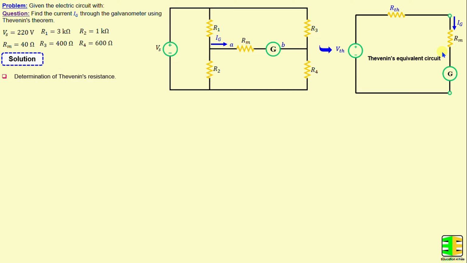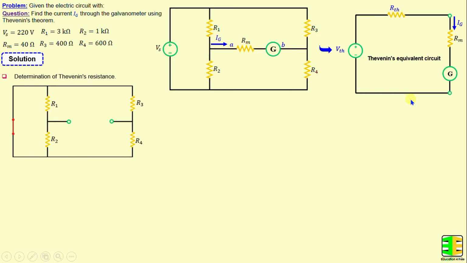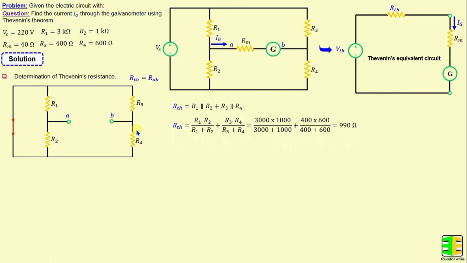This step can be done by disconnecting Rm and removing all independent sources in the circuit. That means the voltage source Vs will be replaced by a short circuit. The Thevenin's resistance represents the equivalent resistance between terminals A and B when Rm is disconnected. That means RTH is equal to the parallel combination of R1 and R2 connected in series with the parallel combination of R3 and R4. Therefore, RTH can be calculated using the following formula.